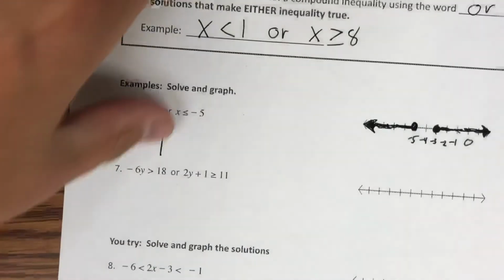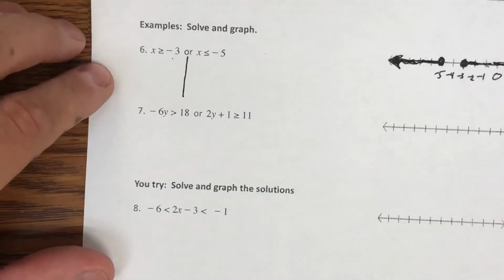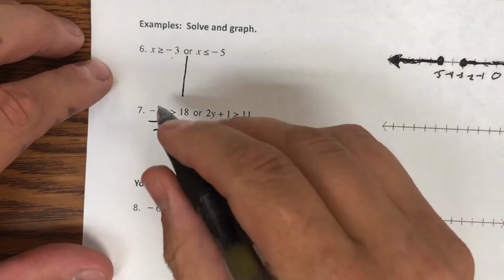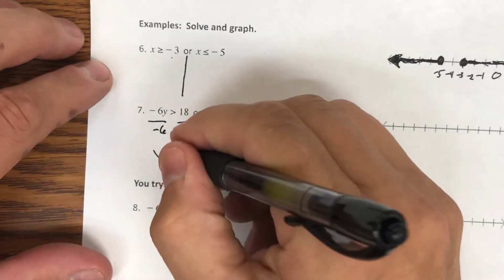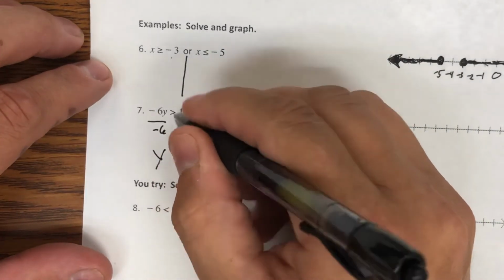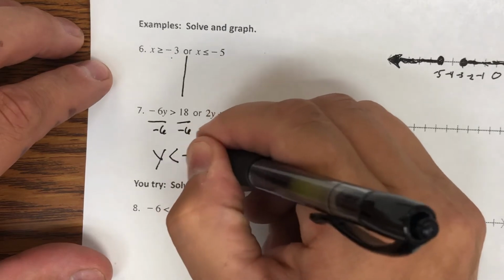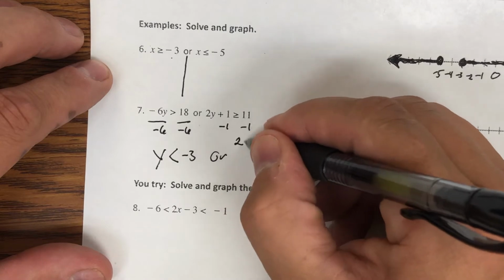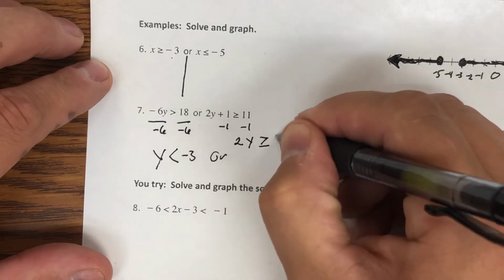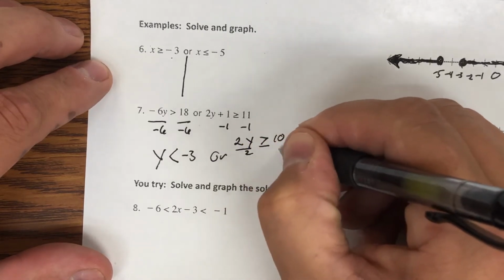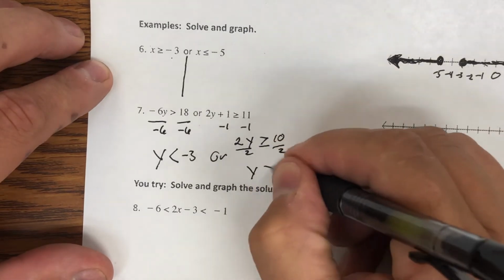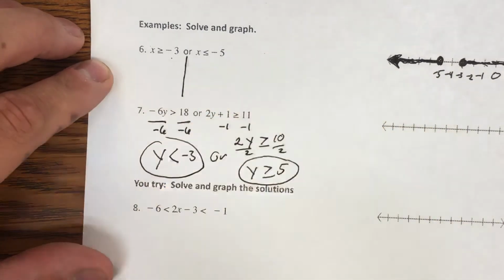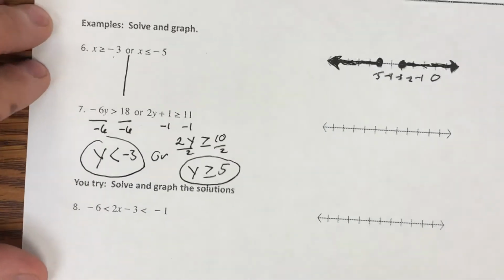Okay, next example, got to solve both inequalities. So we've done these a few times. Divide both sides by -6. Oh, I divided both sides by a negative, I have to flip the sign. So now it becomes less than -3. Or, subtract 1, subtract 1. 2y is greater than or equal to 10. Divide by 2, divide by 2. y is greater than or equal to 5. So these are my two solutions. Have to graph those on the number line now.